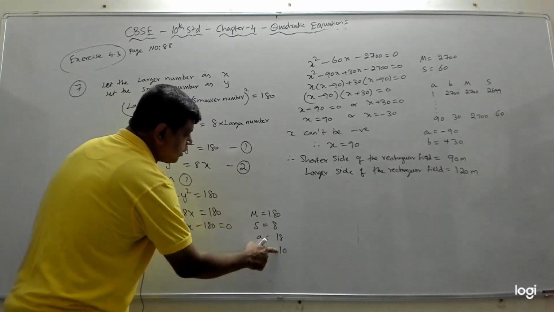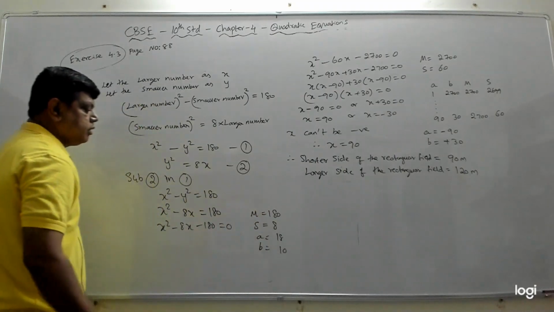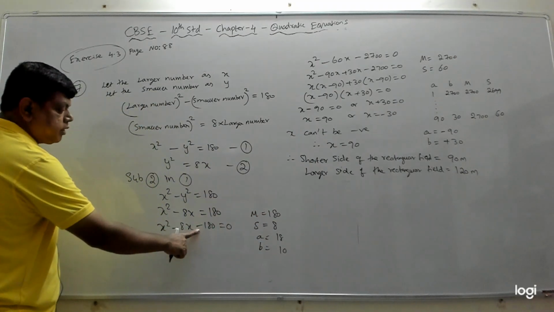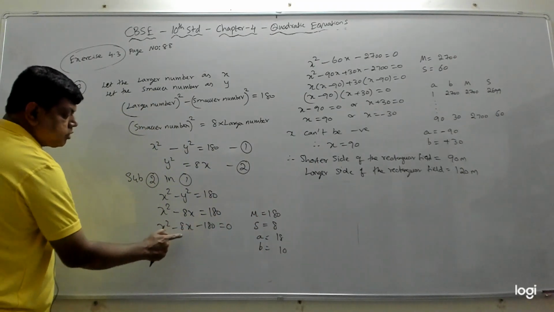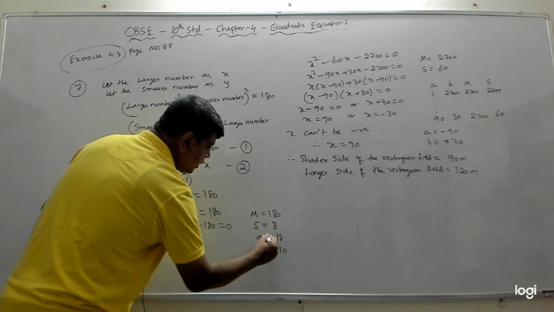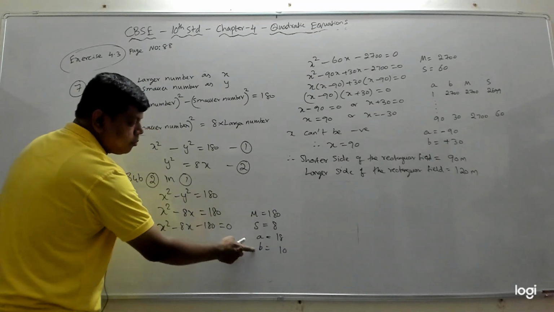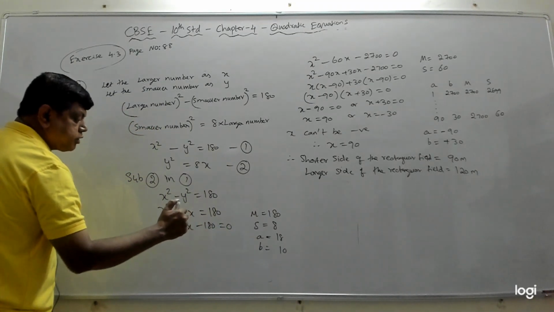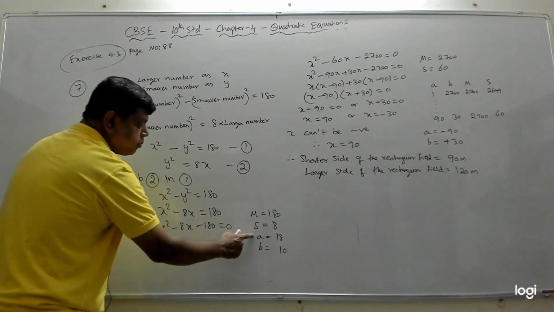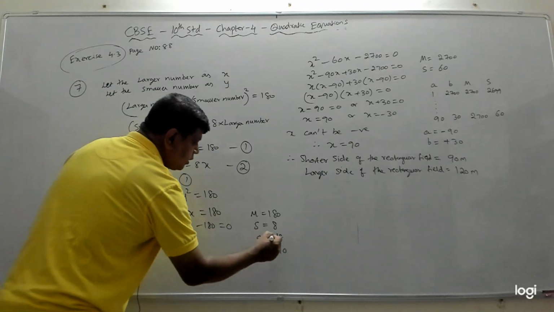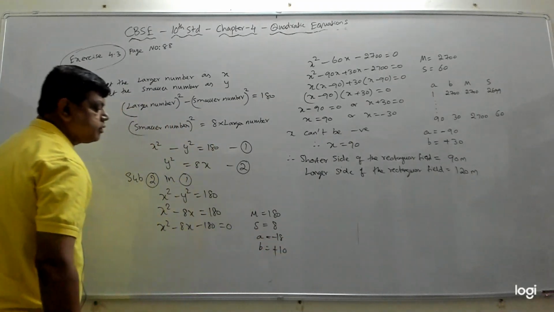Because 18 into 10 is 180, and 18 minus 10 is 8. In the subtraction case, one is positive, one is negative. To find which is positive and which is negative among the two numbers that we found, we should check this sign. The greater number among these two will take this sign. The greater number is 18. So 18 is minus, 10 is plus.